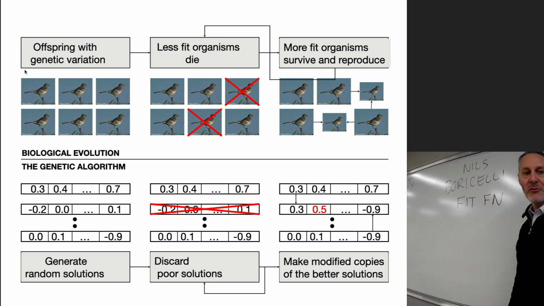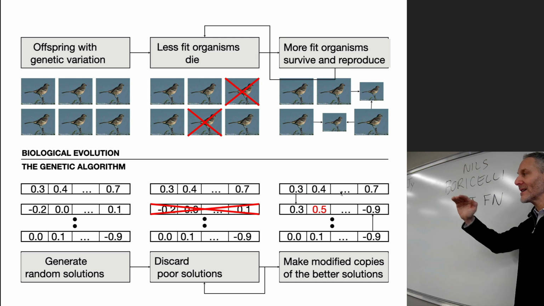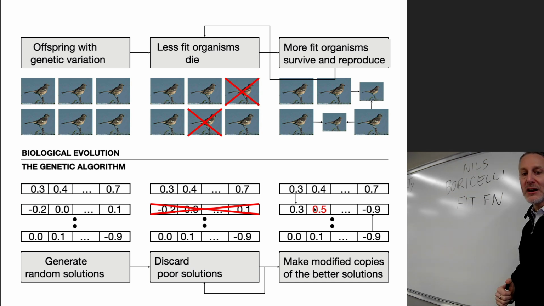But because there's variation in our candidate solutions here, some of them are slightly less worse at the problem than others. Those survive. The others are killed off, and the survivors, the genetic algorithm takes those vectors and makes copies of them and modifies them randomly in some way. In my little cartoon here, this particular value in this parent vector has been changed to 0.5 in this child vector. What is this red value representing?